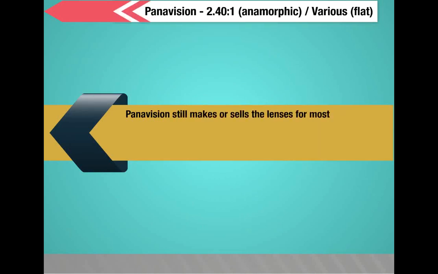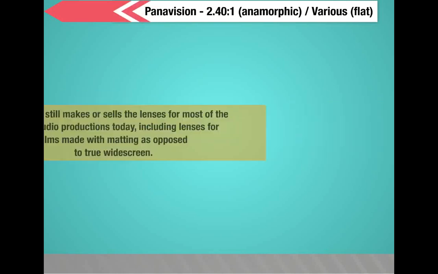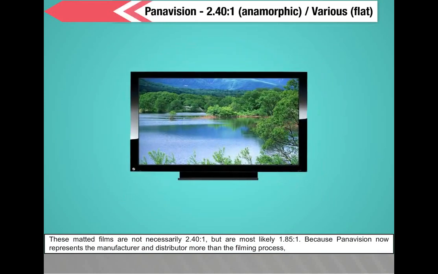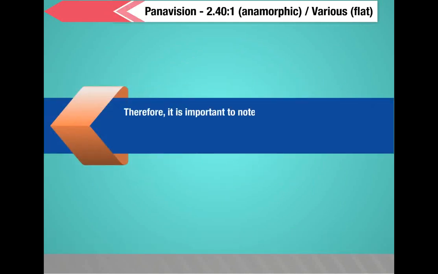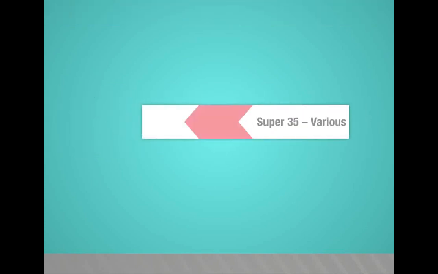Panavision still makes or sells the lenses for most of the major studio productions today, including lenses for films made with matting as opposed to true widescreen. These matted films are not necessarily 2.40:1, but are most likely 1.85:1 because Panavision now represents the manufacturer or distributor more than the filming process. It is not uncommon to see that many television shows are filmed with Panavision lenses. Therefore, it is important to note that filming with Panavision cameras and lenses does not automatically constitute a widescreen process.